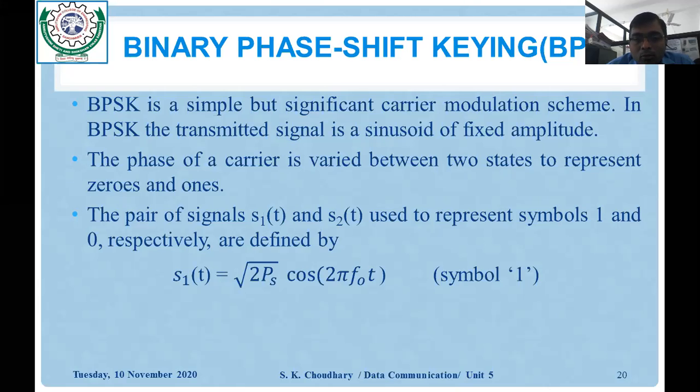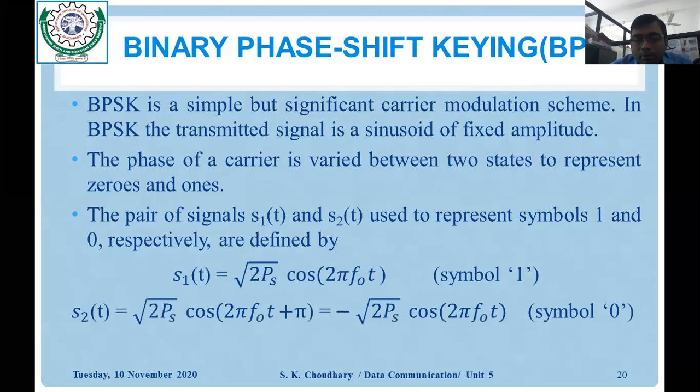So this square root of twice of Ps is nothing but the amplitude of the signal, and this S1(t) is a representation of the binary 1. Okay, now the representation of the binary 0: as we have seen, we have changed the phase of the carrier with respect to the incoming signal. So here S2 represents the symbol 0.